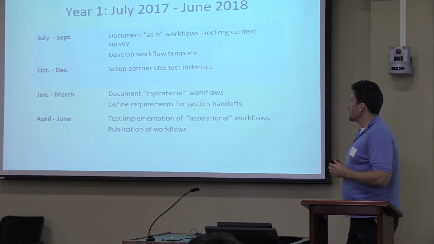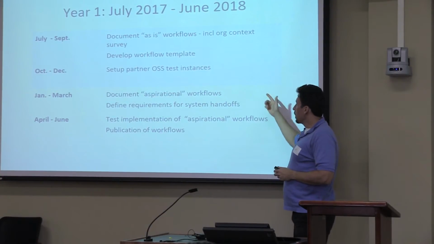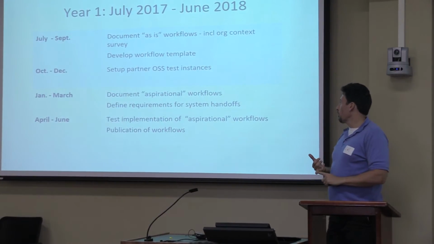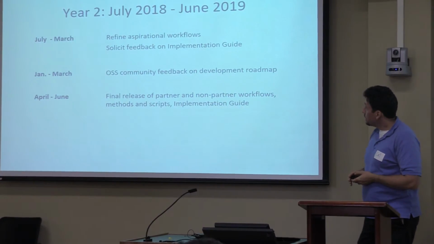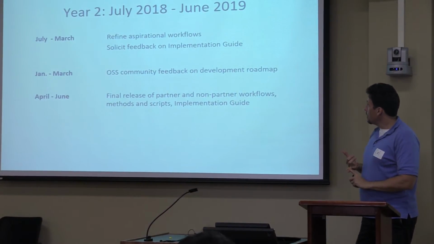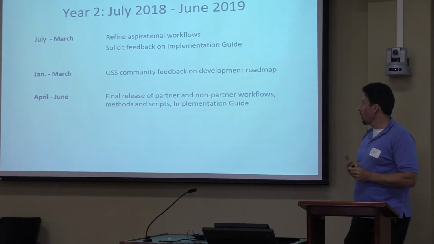So the timeline of the project is basically, we're in this range now. We're developing aspirational workflows next, doing testing of the aspirational workflows, publication of them, community feedback on the development roadmap, and final release of the partner and non-partner workflows.